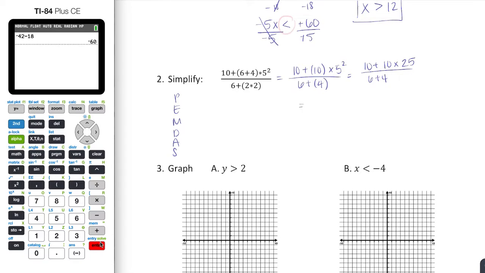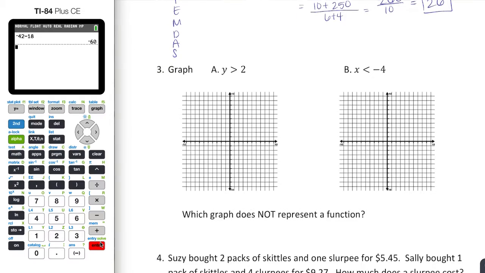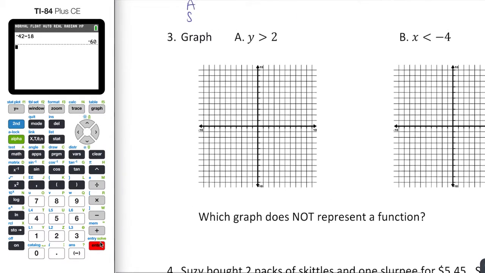Then our next step, we're going to do our multiplication. So we're going to get 10 plus 10 times 25, which is 250, divided by 6 plus 4. Then we're going to add, so we're going to get 260 over 10. And 260 divided by 10 is 26. So just really break it down step by step to get your answer.